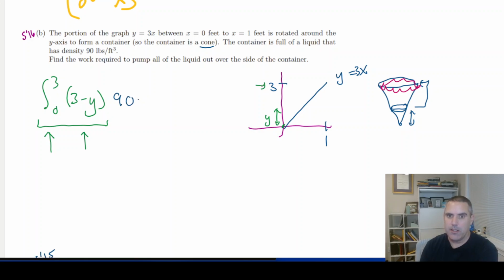The force is going to be 90 pounds per cubic foot times the area times dy. These flow together nicely. This is something if you can prepare, you can do well on.